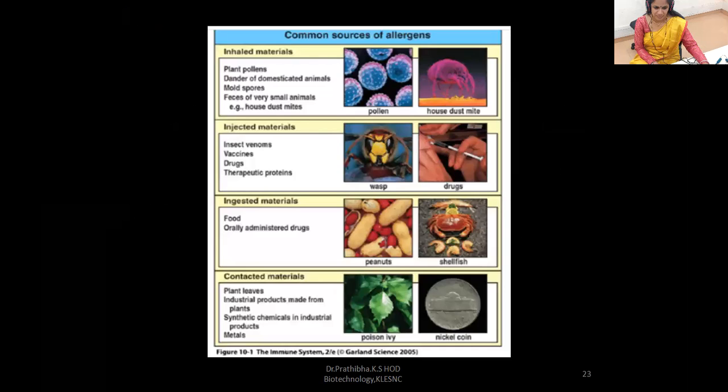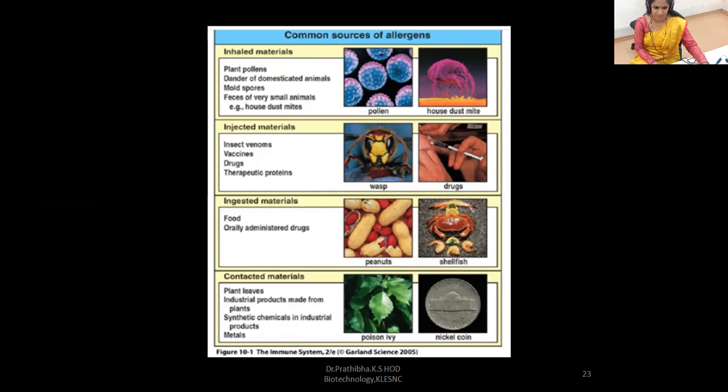hypersensitivity. Here you can see common sources of allergens, like inhaled materials such as pollen, house dust mite or plant pollens, then dander of domesticated animals, mold spores, and feces of very small animals, for example house dust mites. These are some examples which come from inhaled materials which bring allergies to the body system.